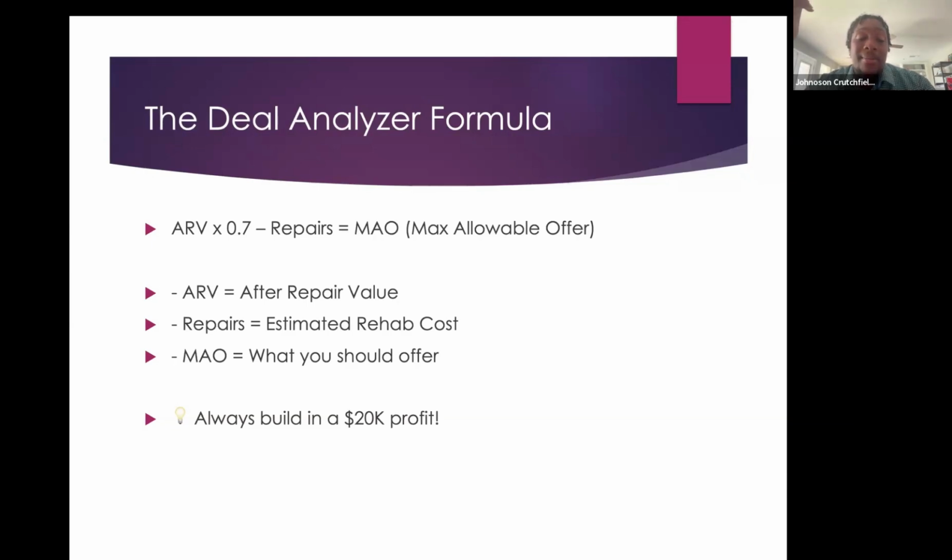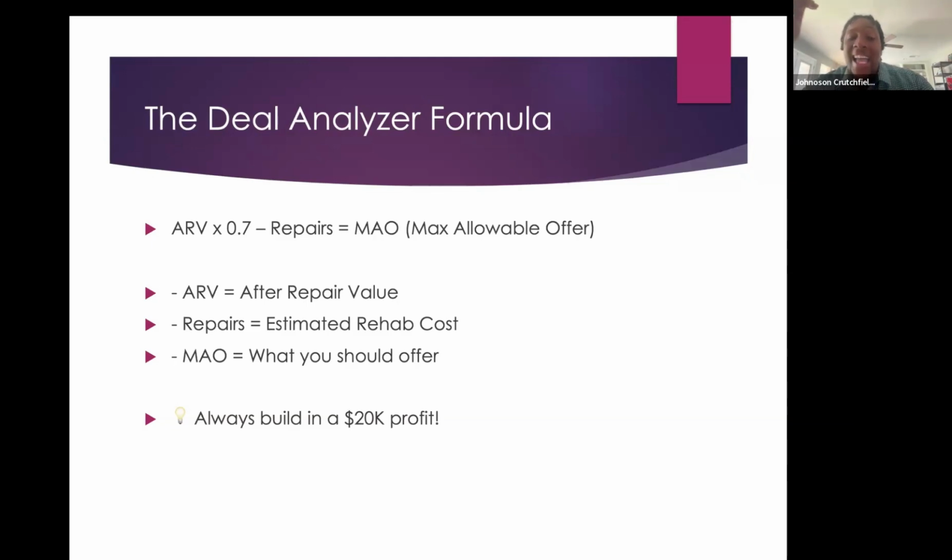Now, somebody might say, okay, repairs. How do I estimate repairs? Estimated rehab costs. Okay, y'all, how do you estimate repairs? A good way to think about estimating repairs is no work, light work, medium work, and heavy work. If you don't know which one it is, do you think you should estimate higher or lower? You're gonna estimate higher if you don't know how to do that yet.